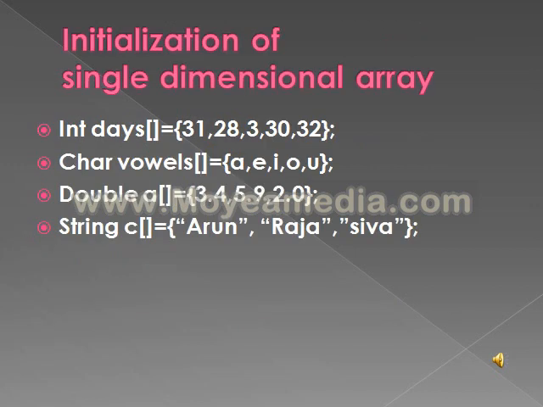Next one is initialization of single dimensional array. Here are the different data types used in an array variable and the values are assigned in between curly brackets. Look at the string data type. The values are assigned in between double quotes.